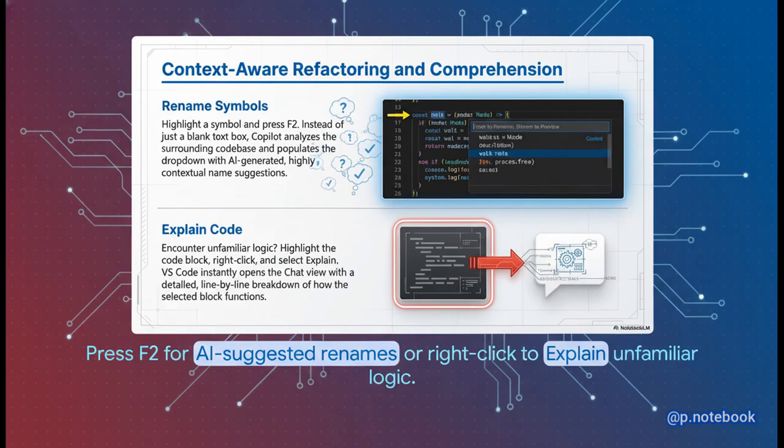You stumble upon some function that makes no sense. Well, just highlight it, right-click, and hit Explain. You'll get a full breakdown right in the chat view. Or maybe you just need to rename a variable. Just press F2. Instead of a blank box, Copilot gives you a whole list of smart, context-aware suggestions.